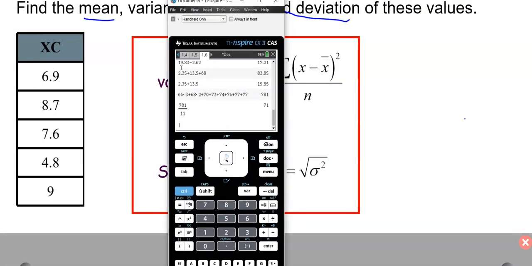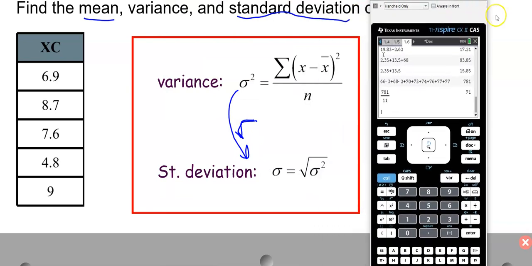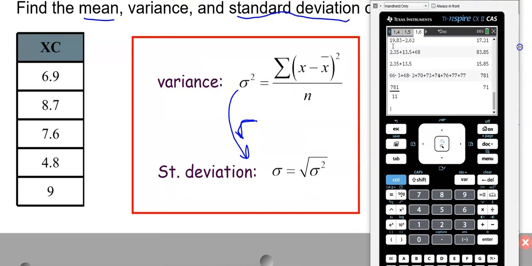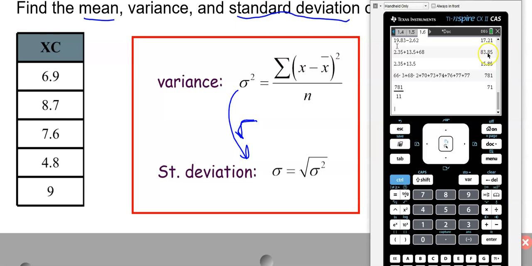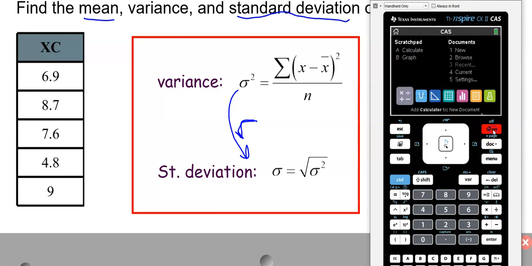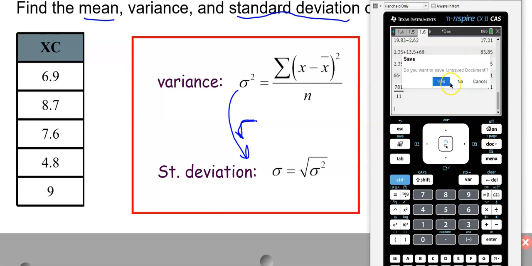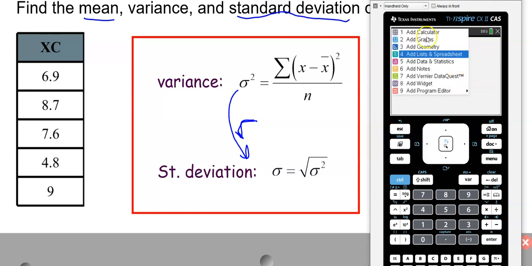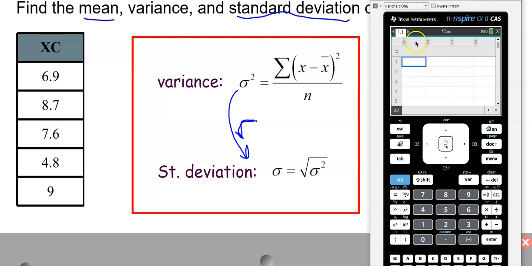So let's do that here and see if that works. Okay, so I'm going to go to Home and a new document, just start fresh and say no, don't save changes. And let's start with the list and spreadsheet page. Go up to the very top, next to the letter A, and we're going to put XC for the name of the list.